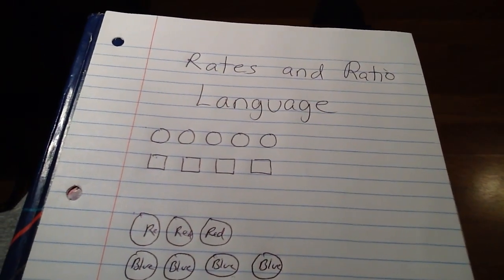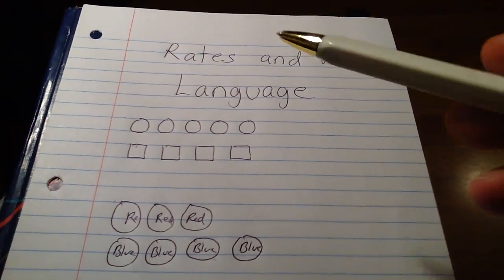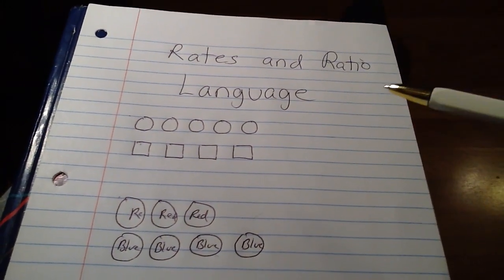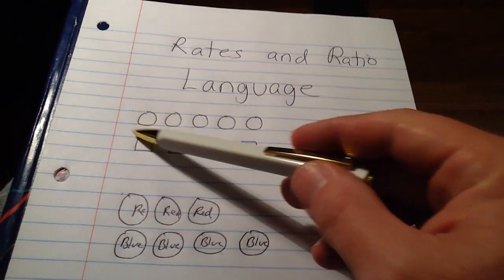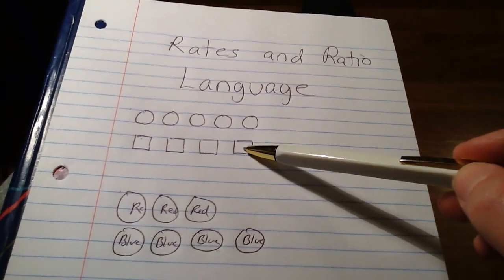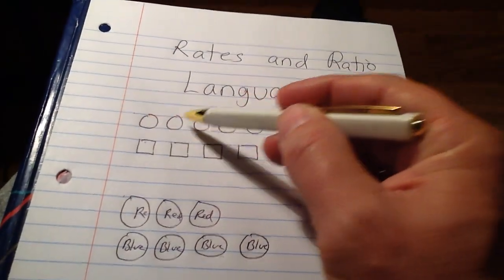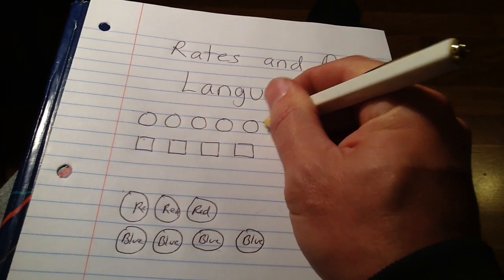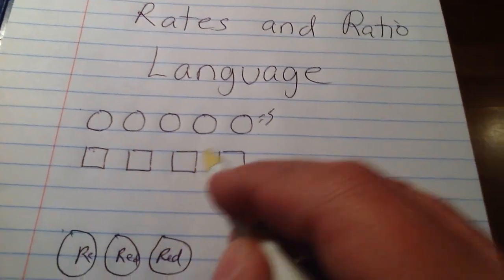Okay. So rates and ratio language. A rate and a ratio is like a comparison. You're comparing things to each other. Like this example right here, we're comparing circles to squares. There are three ways to write this. We see there's 1, 2, 3, 4, 5. There's 5 of those. There's 1, 2, 3, 4 of those.